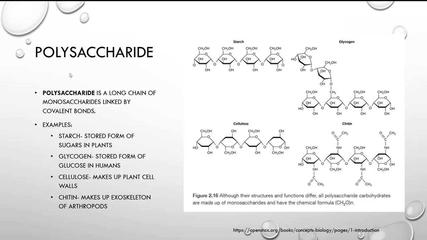And then finally we get to our polysaccharide. Polysaccharide is our polymer. A polymer is just a long chain of monomers, or monosaccharides in our case for our polysaccharide. And they're all linked together with covalent bonds. Now in our previous example, we've been looking at our, let me go backwards.